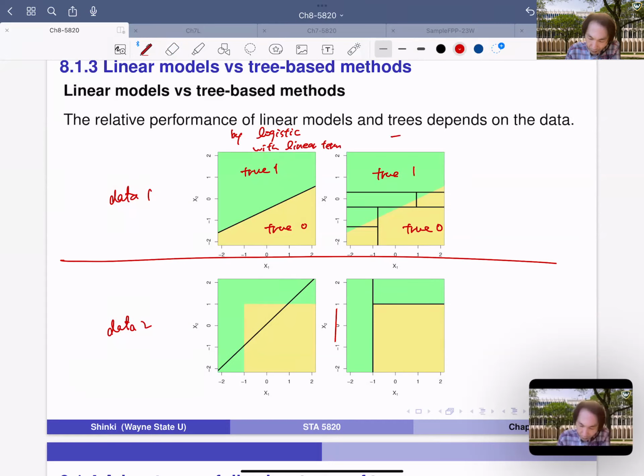And this is the tree-based method. So if truth is like this, then the boundary is just a straight line. So this is identified by logistic regression consistently. So basically, in this case, logistic regression wins.